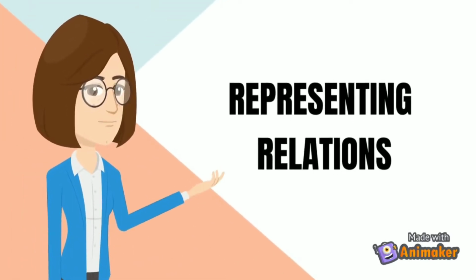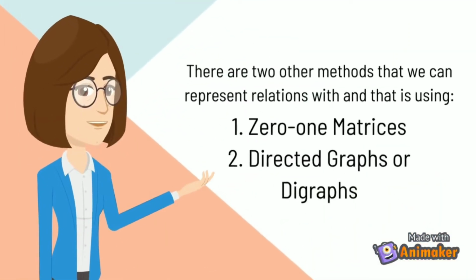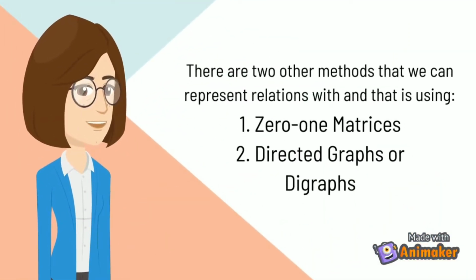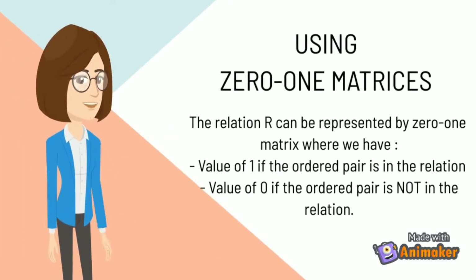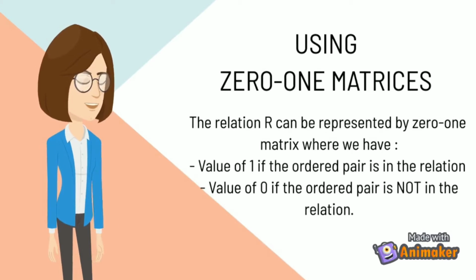For the next part, I'm going to show you the other methods on how we can represent relations. There are two other methods we can use to represent relations. The first one uses 0-1 matrices, and the other one uses directed graphs, also known as digraphs. Let us first see how we can represent relation using 0-1 matrices.